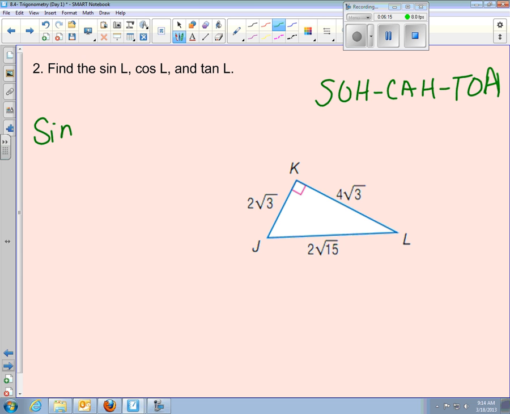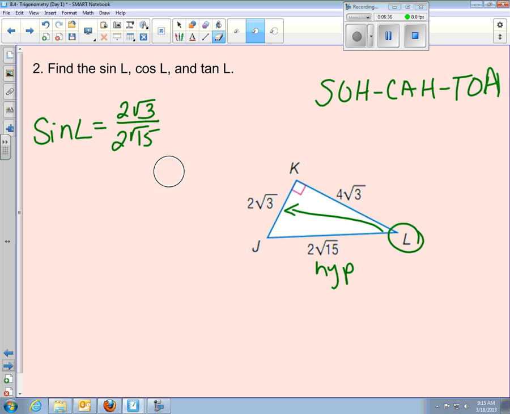All right, our sine of L. So we are going to be looking at angle L, and we want our opposite over our hypotenuse. So our opposite is 2 square root of 3 over 2 square root of 15. Normally we don't want to leave those square roots in there, so let's switch it over to a decimal. If we do that, we get 0.447.